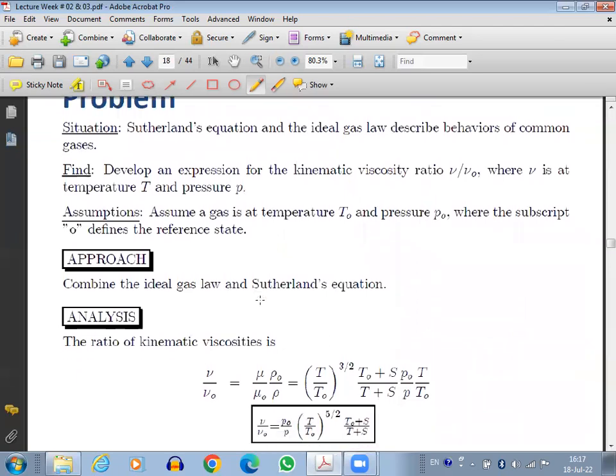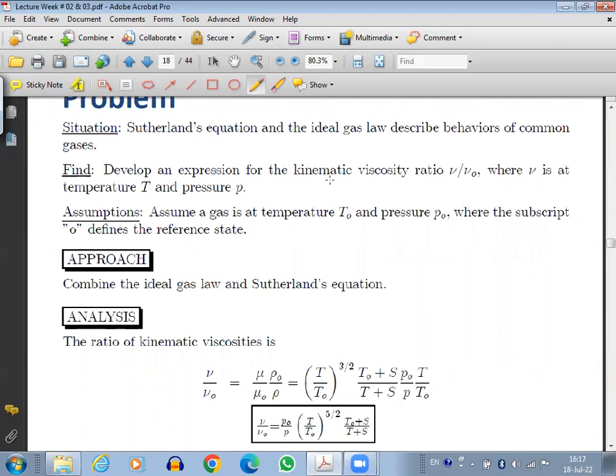Okay, next question. Sutherland's equation. The situation is that we have Sutherland's equation and we need to use it for an ideal gas. So ideal gas laws can be used. If that gas is an ideal gas, you can use the ideal gas equation. We need to determine an expression for kinematic viscosity.